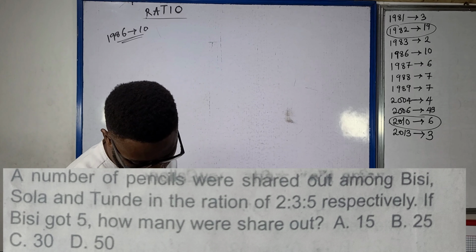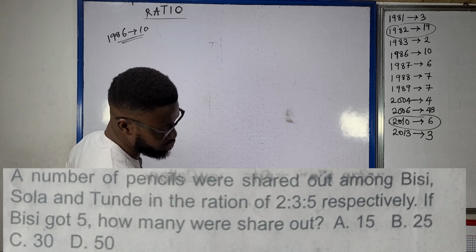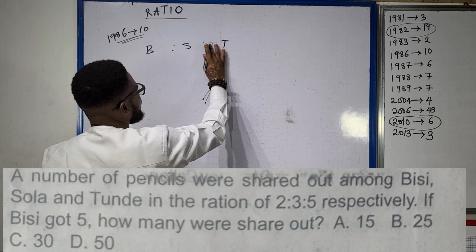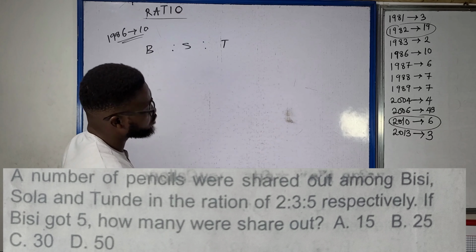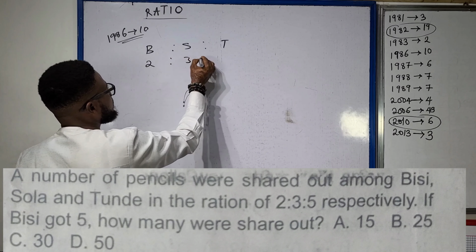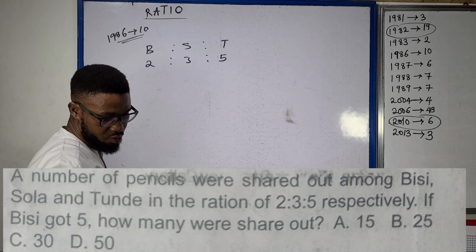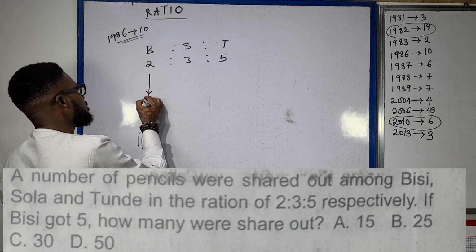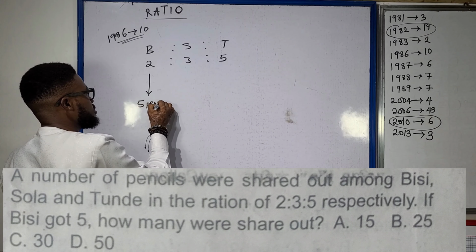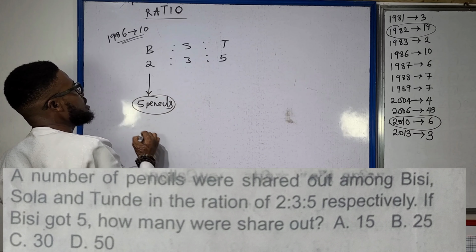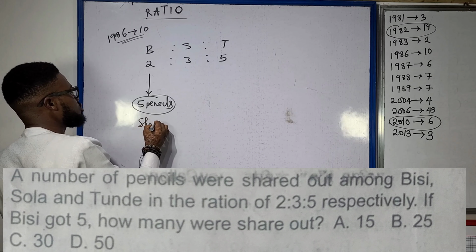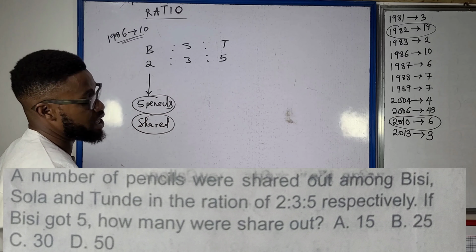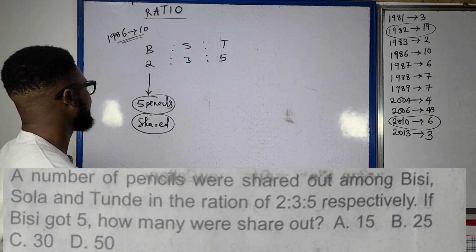Moving on to the question, as you can see on your screen, that's 1986 question 10. It says a number of pencils were shared out between BC, Shola and Tunde in the ratio 2 to 3 to 5. And we were told here that BC got 5 pencils. And we are then asked how many pencils were shared out. In other words, what was the total pencils available?